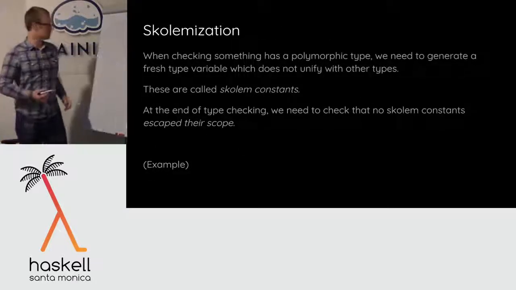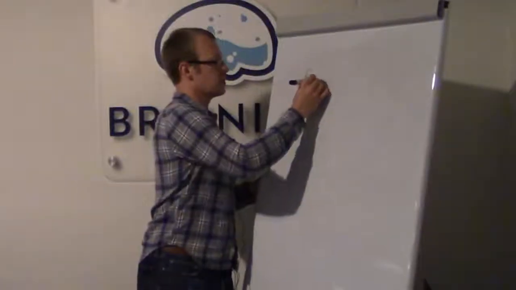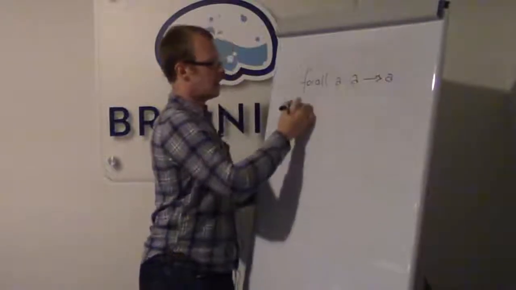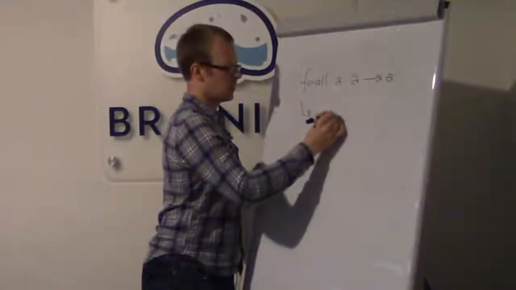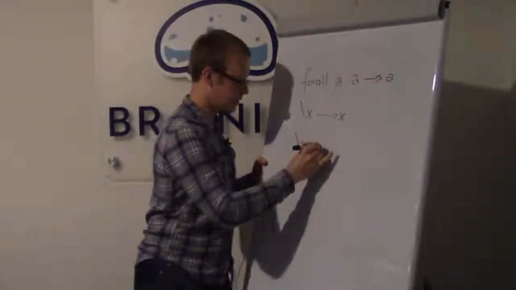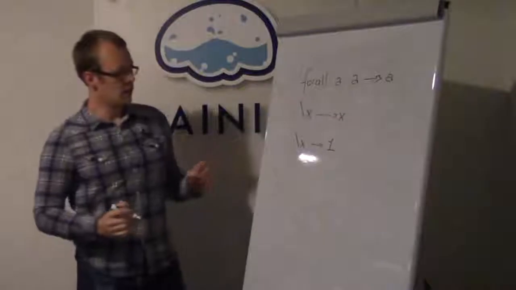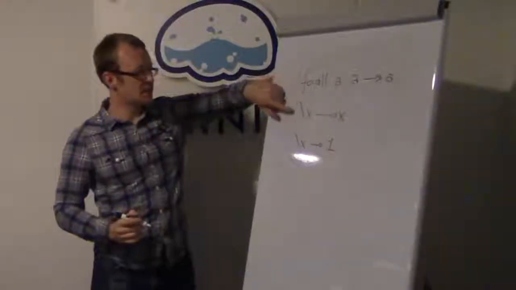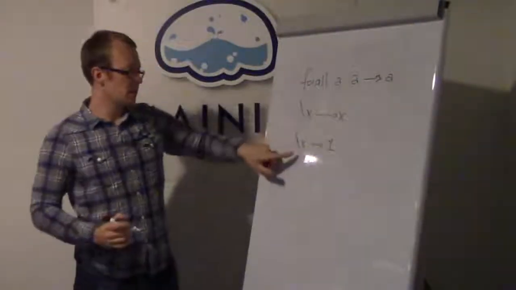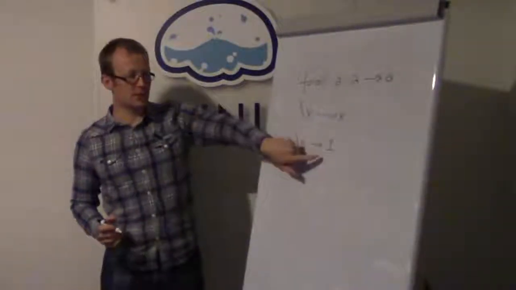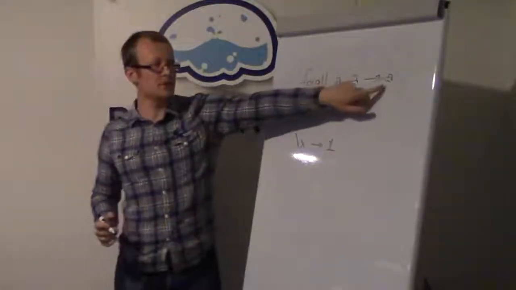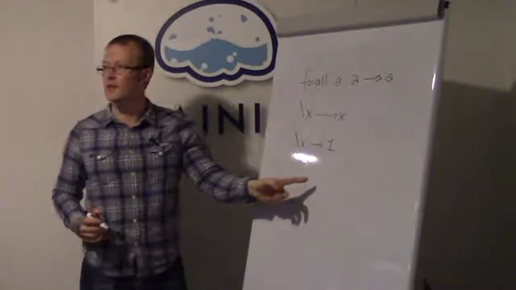So that's where skolemization kicks in. That's what it's useful for. So let's say I have this type and I have this term: lambda x goes to x, and lambda x goes to 1. This checks against this type. The function that takes x to x certainly takes any a to a. But this function, lambda x goes to 1, doesn't have this type, because it certainly takes any type a, but it doesn't return that same type a back, it returns integer.